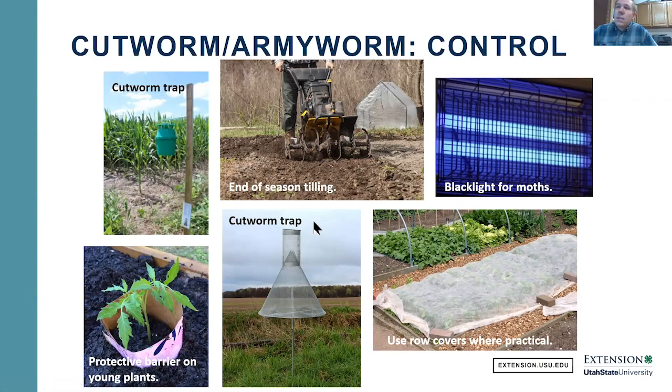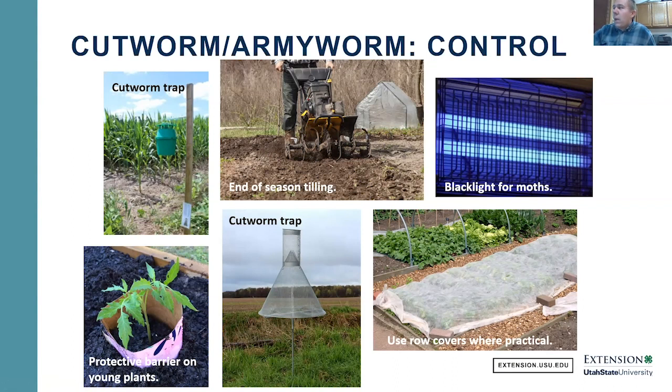End of season tilling is something that's really important because they go into the pupa stage, and then that's how they overwinter. So if you till that up, they can't survive the winter, and it'll kill them. And they're only just an inch or two below the soil usually. So when you till up the soil, that'll get them, and they'll freeze.